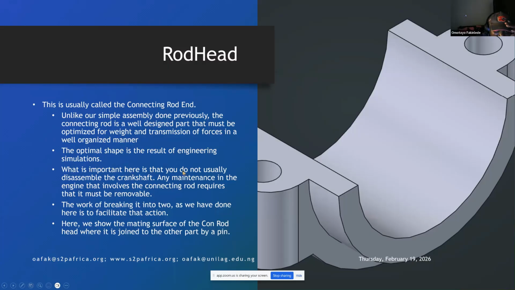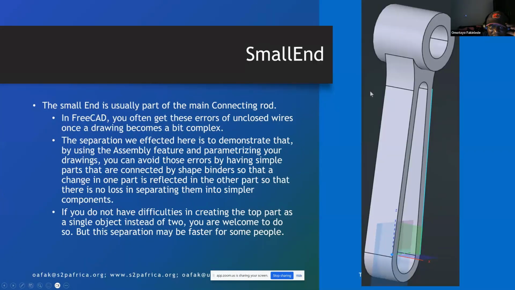What's important here is that you do not usually disassemble the crankshaft. Any maintenance in the engine that involves the connecting rod requires that it be removable. The work of breaking it into two, as we have done here, is to facilitate the action. So that is why instead of a single part, there are two. Here we show the mating surface of the connecting rod head, where it is joined to the other part by a pin. The small end is usually the main part of the connecting rod.